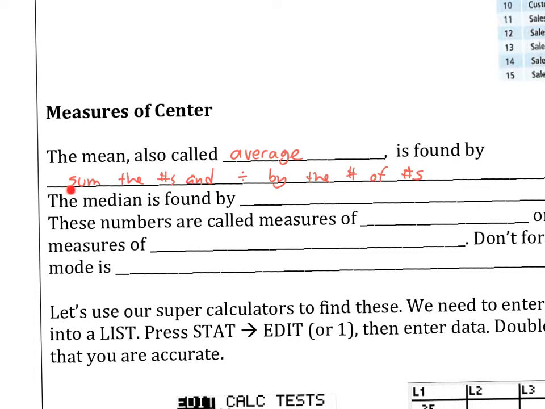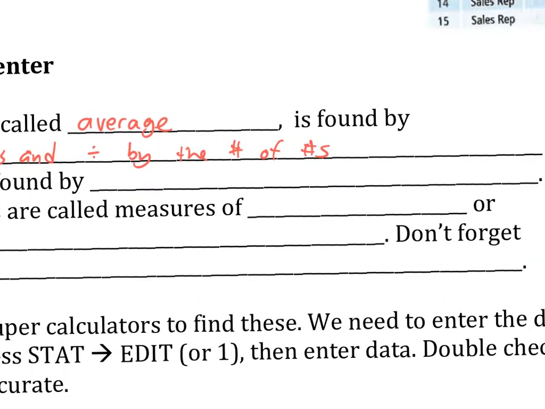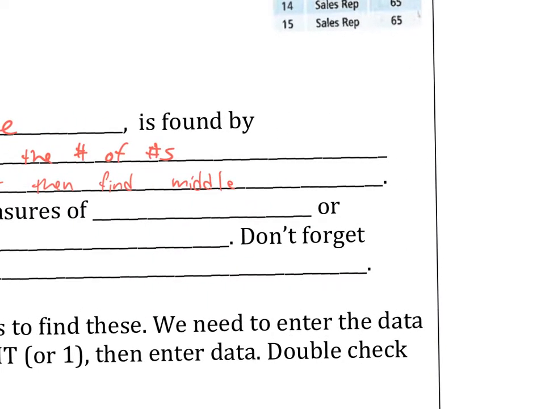Next, the median is found by doing what? The quick way to find the median is simply to order the numbers, then find the middle. In the case of two numbers there, you might need to find the average of the middles if there are more than one.